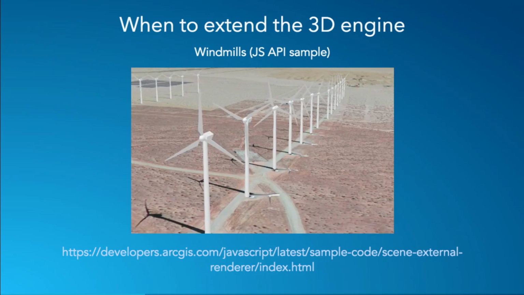Another example: something we don't do yet is animations or data-driven animations, and this is also a way for us to prototype that. This is a sample that's also online. There is a feature service behind it which provides wind speed data, and we render windmills at the exact locations where they normally are, and then animate the blades based on the data that we get from the feature service.